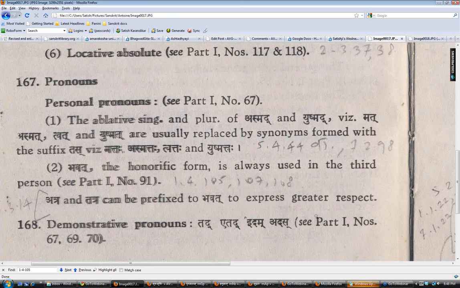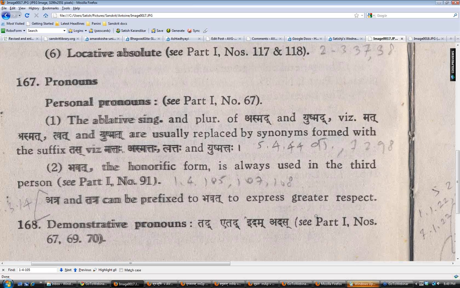Okay. Now comes this: Atra and Tatra can be prefixed to Bhavat to express greater respect. I think I mentioned a few classes back there's a very nice book by Apteji, Apte Mahodayena Rachitam, the Guide to Sanskrit Composition. Very nice book, much less popular than his world famous dictionary. It gives a lot of usages, particularly when it comes to karakas, vibhaktis, samasa vidhanam, connecting proper usage, Shishta prayoga. You should get Apte's book, please.